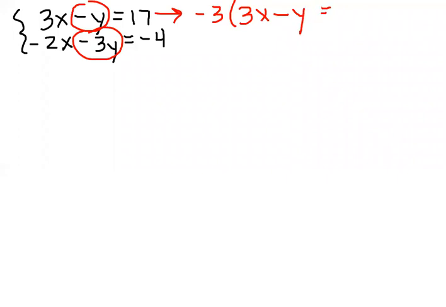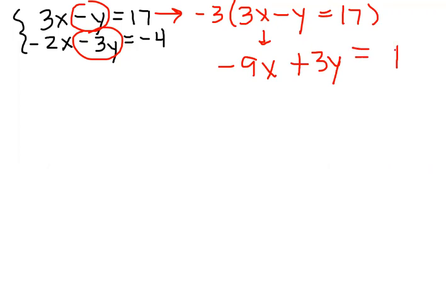Let me go back. Equals 17. I mean, the entire equation, you have to do that -3 distribution to every single term. So what that turns into is a -9x plus a 3y equals -51. So then when I copy the second equation with it, I get -2x minus 3y equals -4.